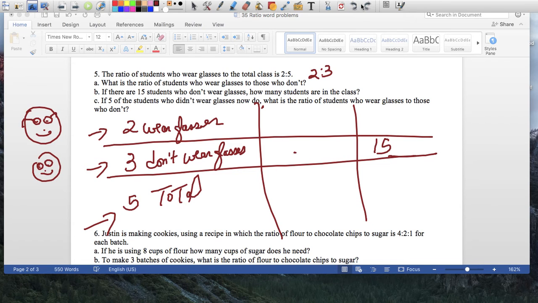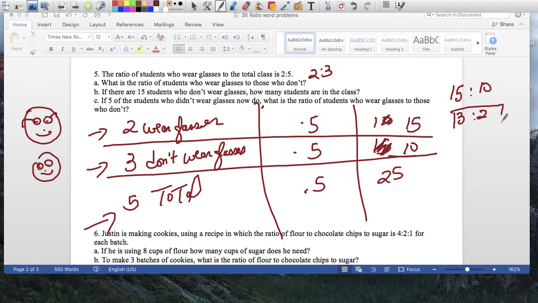If 5 of the students who didn't wear glasses now do, what is the ratio? So we're going to change this. This is going to be 10, and this is going to change to 15. What is the ratio of people who wear glasses to those who don't? It's going to be people who wear glasses 15, and those who don't is 10. We can simplify that by dividing by 5: 3, and 10 divided by 5 is 2. So the ratio is 3 to 2 now, but reversed. Okay.